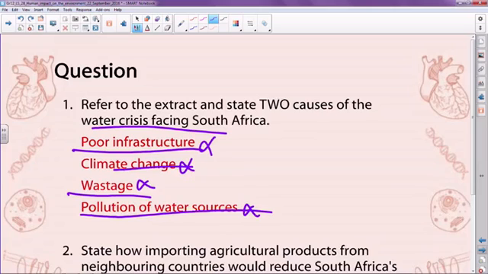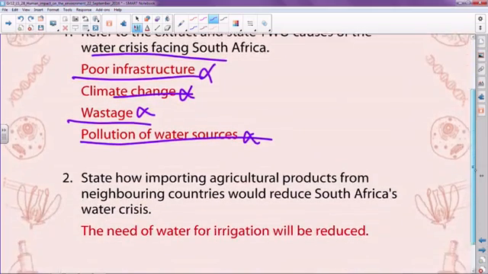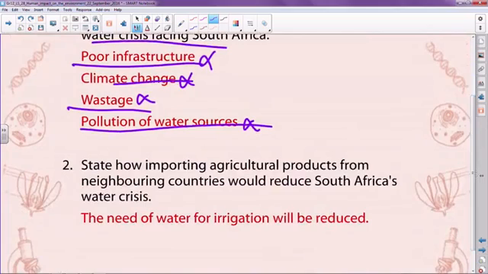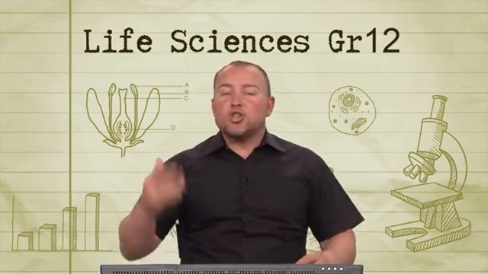Okay, when we had a look at how neighboring countries' products can help us, if we get products from the neighboring countries, the need for water for irrigation will be reduced. So in other words, we don't need to irrigate or put water on all the mealies or all the maize or any of that, so the irrigation costs will come down. So there is a bonus to that.